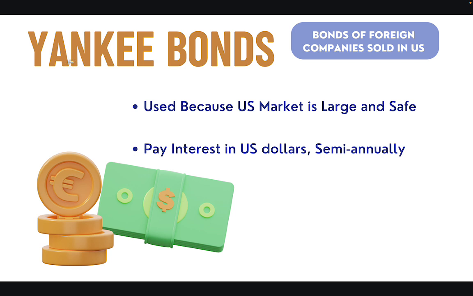A Yankee Bond is a bond of foreign companies that's sold in the U.S., and they are used because, obviously, the U.S. market is large and safe, and they pay interest in U.S. dollars semi-annually. The only questions that I've really seen on Yankee Bonds have to do more with just the definition of the term. They're bonds of foreign companies. If they're sold in the U.S., they pay interest in U.S. dollars. Makes sense. Yankee Bond.